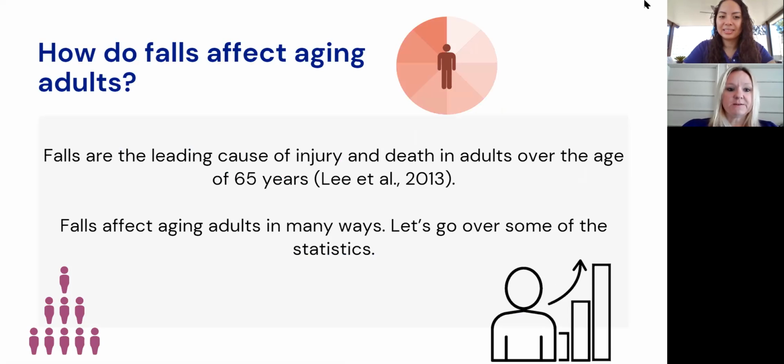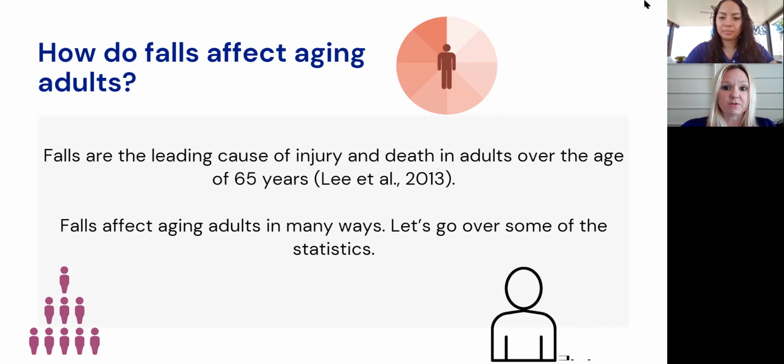How do falls affect aging? Falls are the leading cause of injury and death in adults over the age of 65. Falls affect aging adults in many ways. There are so many different aspects of aging that you have to look at. You have to look at physiological factors, physical factors, as well as outside factors such as medications. So let's start by going over some statistics so we can get an idea of how falls really affect the aging adult.